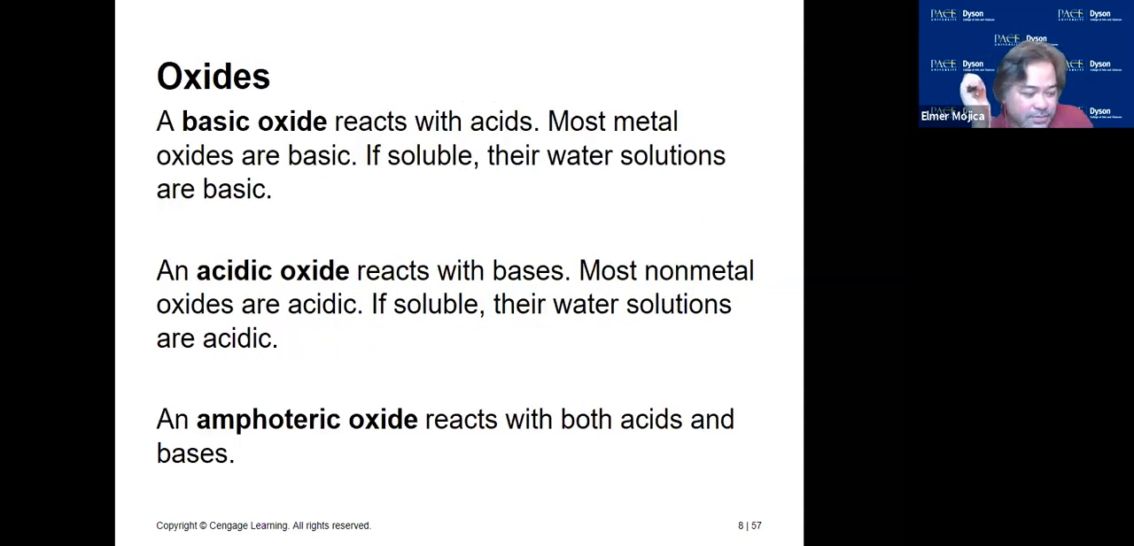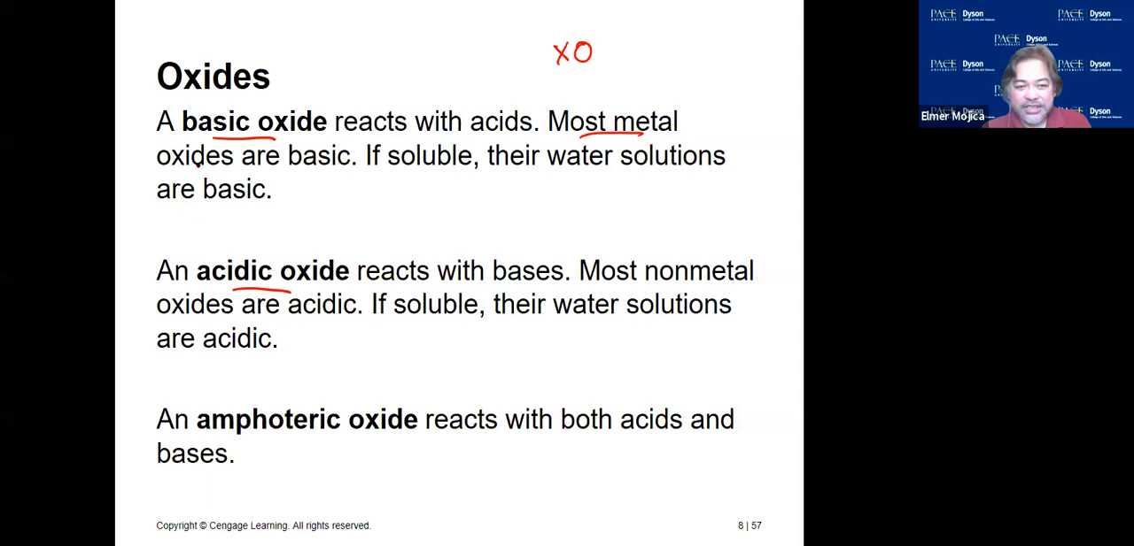Now, what is this thing with this metallic property? If you look at the oxide, what is oxide? Anything that has an oxygen attached to another element. So what did they observe? If you have a basic oxide, usually it reacts with acids. And most of the metal oxides are what they call basic.